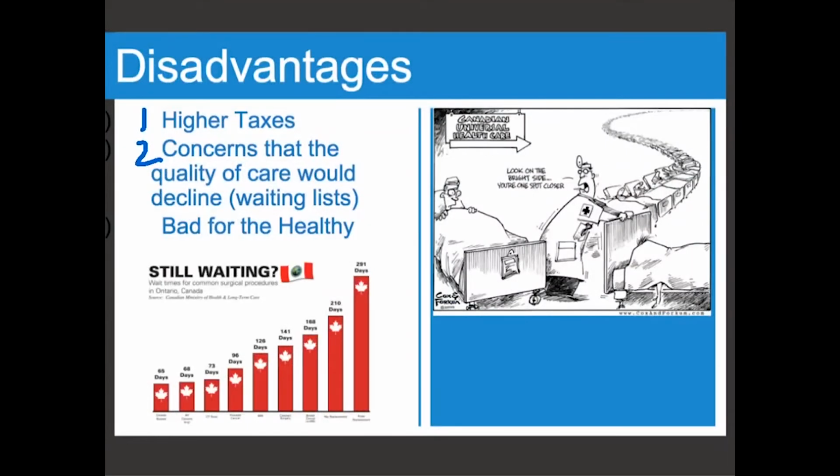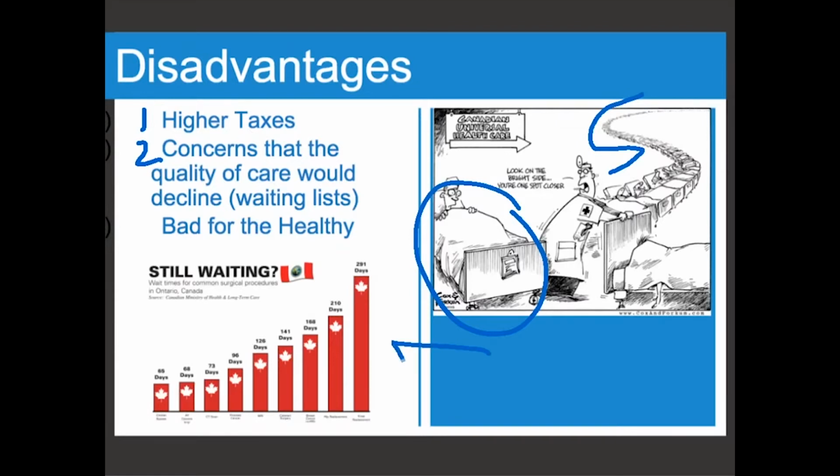Take a look over at this cartoon. You can see a man who's waiting in his hospital bed for a procedure and the doctor saying, look, on the bright side, you're 1 spot closer. But you can see this long line of people already in line for that same procedure. If you take a look over here, in the meantime, he's pushing over somebody who's died while waiting.